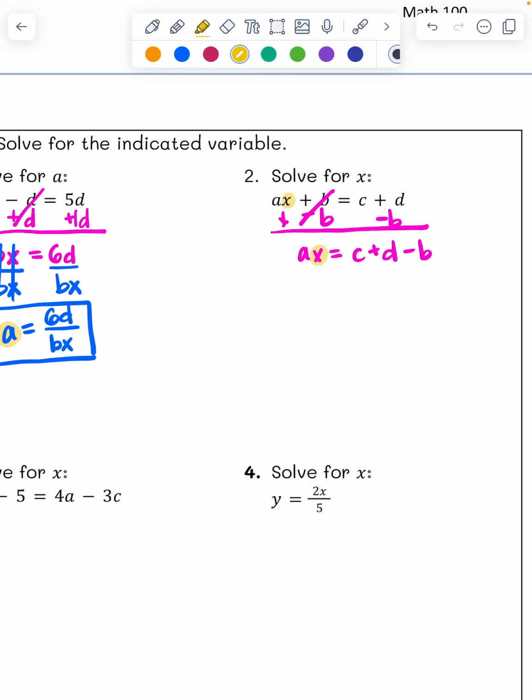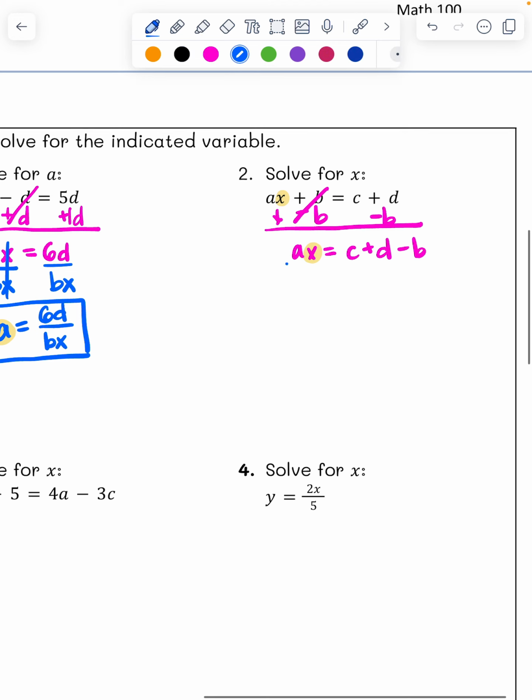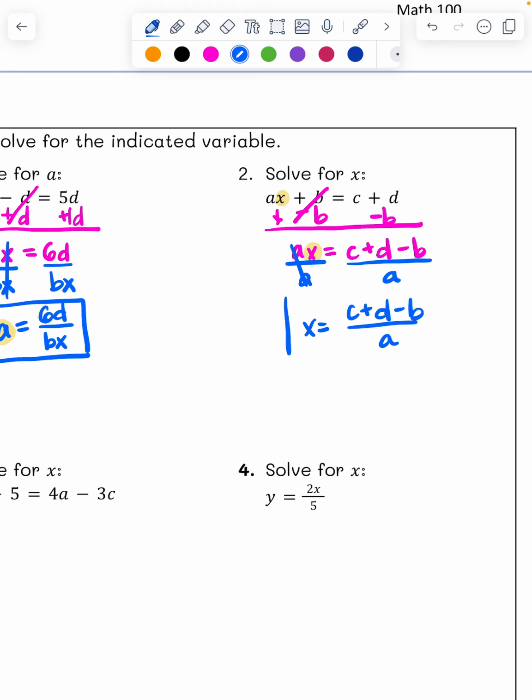Highlight x again. I'm solving for x. a is being multiplied by x, so I'm going to divide by a. And I have to divide the entire other side by a also. So my answer is x equals c plus d minus b over a. Once I've isolated x, I'm done.